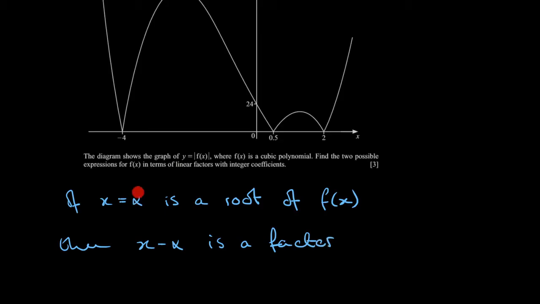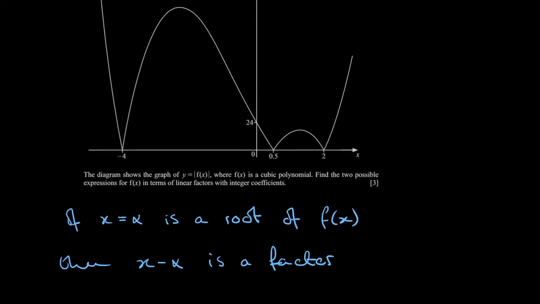So basically, if 2 is a root, x minus 2 is a factor. If 3 is a root, x minus 3 is a factor. If negative 5 is a root, then x minus negative 5, so x plus 5, is a factor. Okay, so that's the factor theorem. What is a root? Just so that we're totally clear, it's the same thing as an x-intercept.